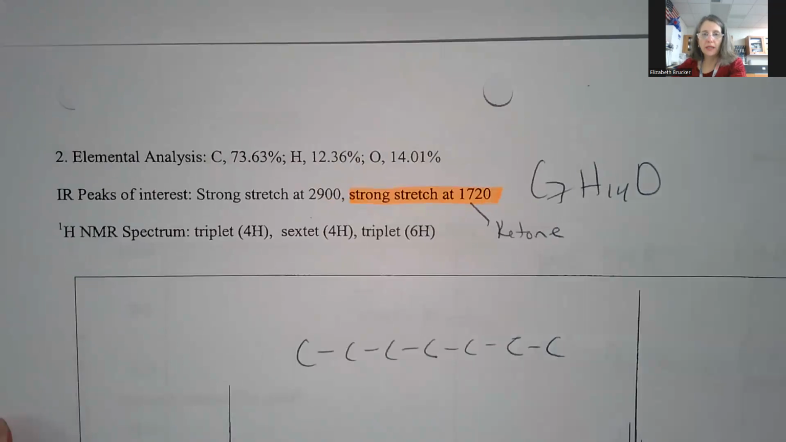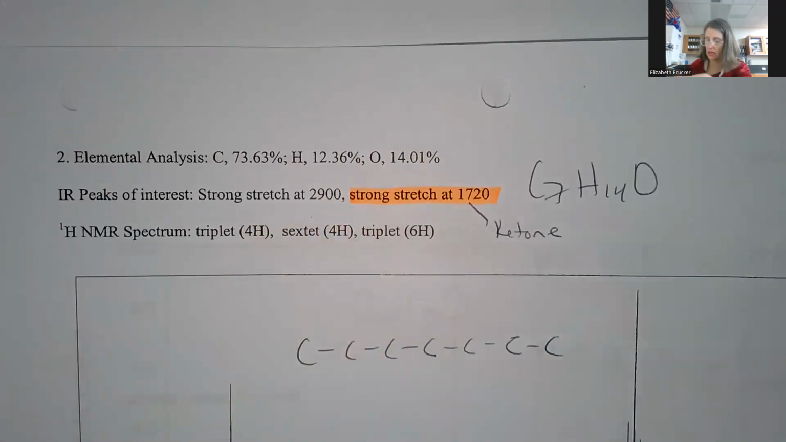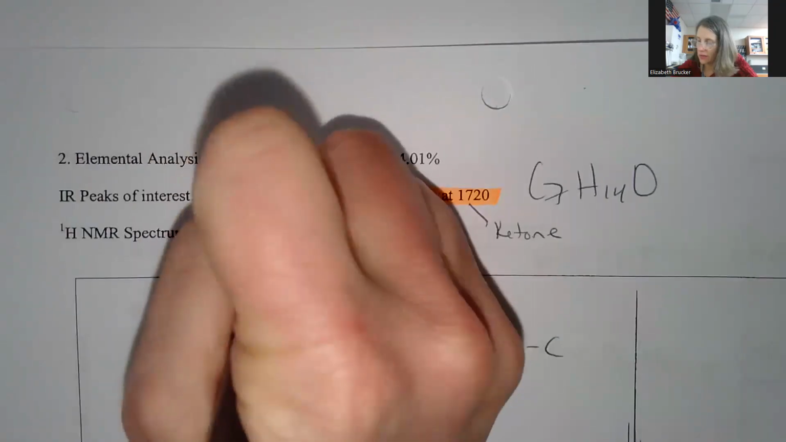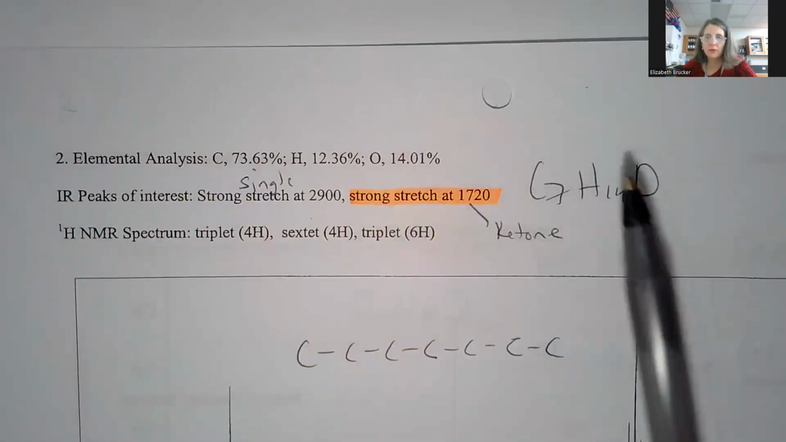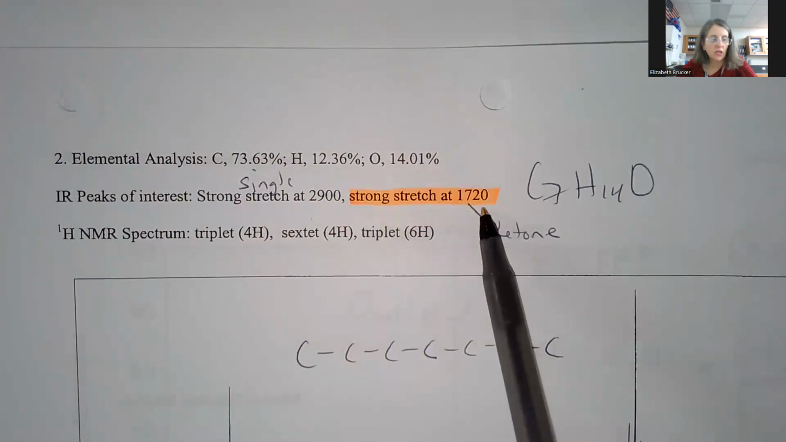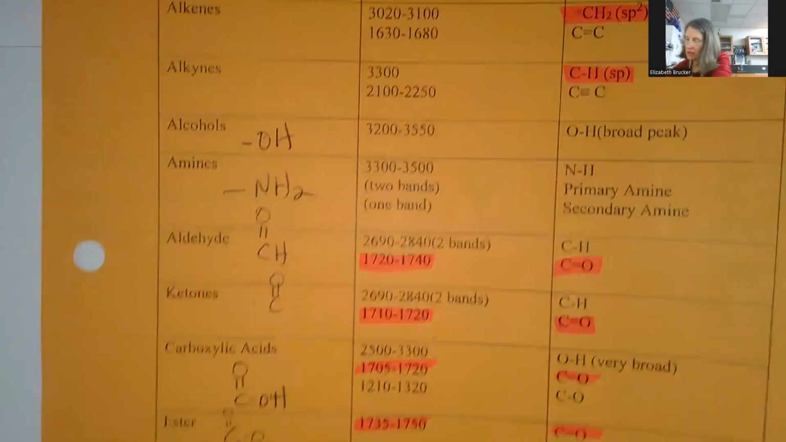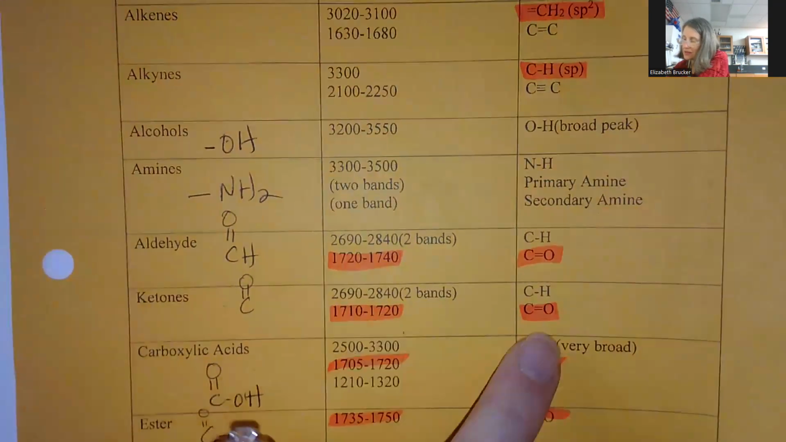Okay, so now I go back to my IR. And I see that I have a strong stretch at 2900. So that's all single bonds. And again, we're not going to see multiple functional groups. Strong stretch at 1720. That's going to be a ketone, possibly.